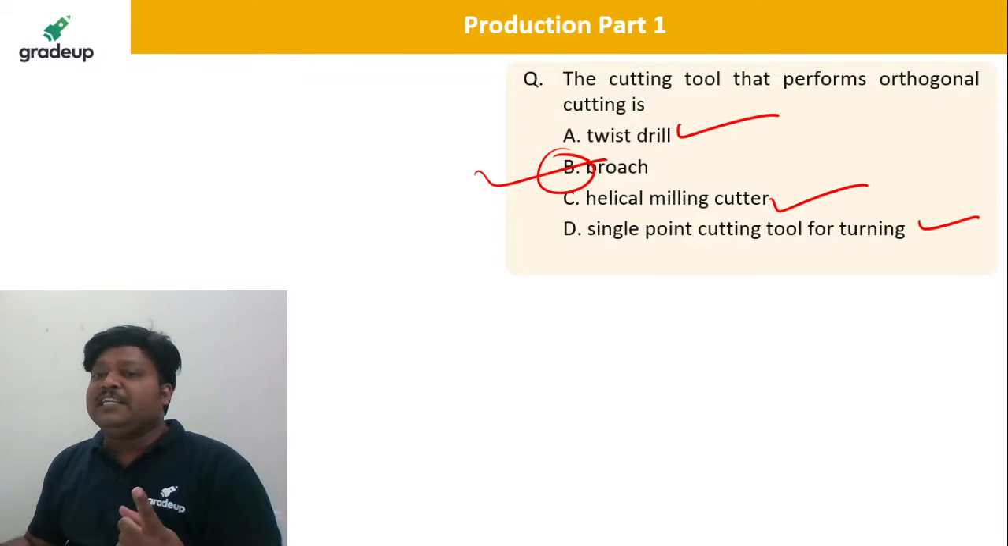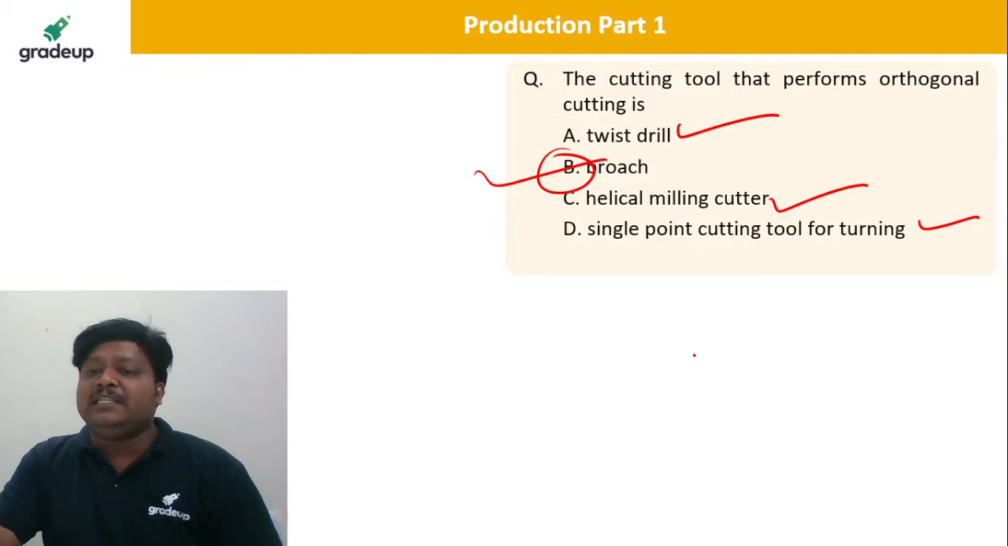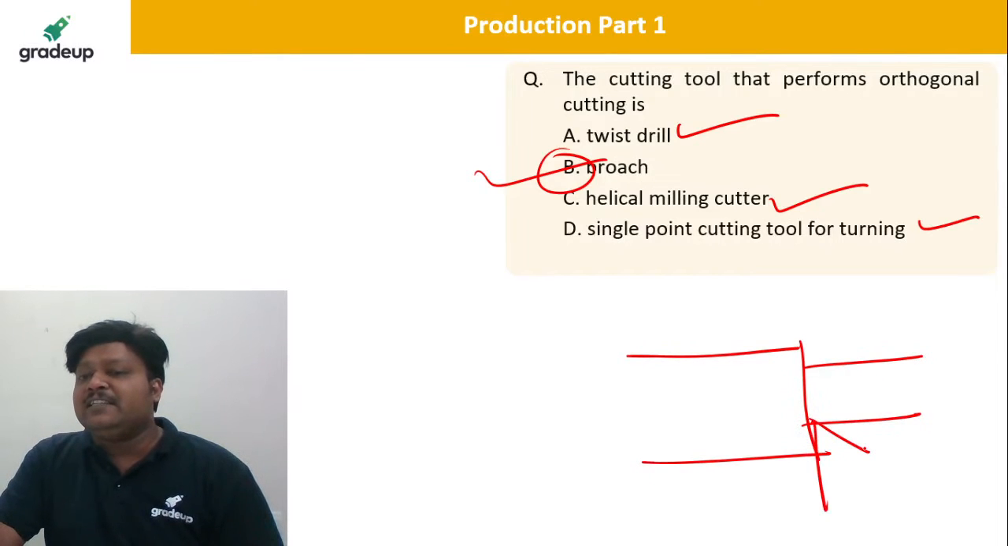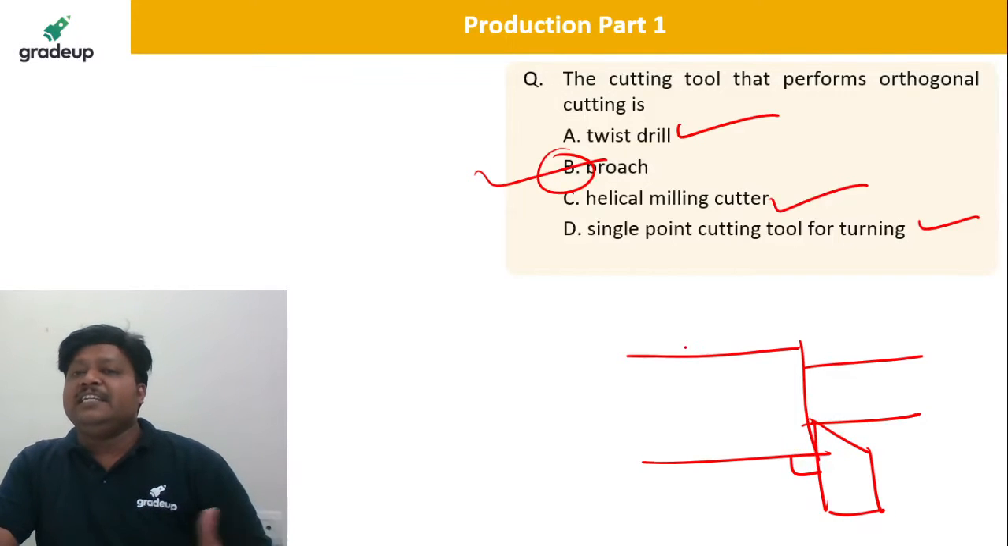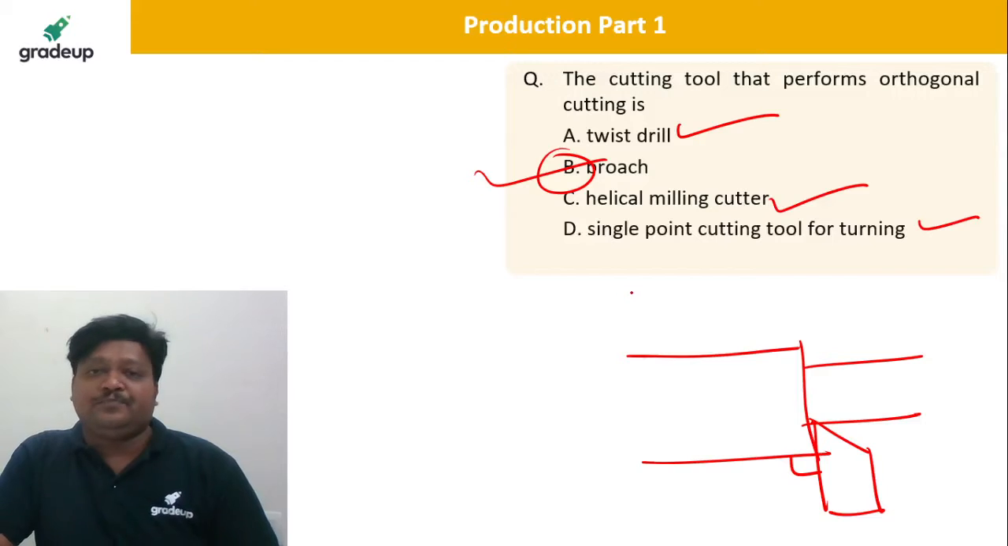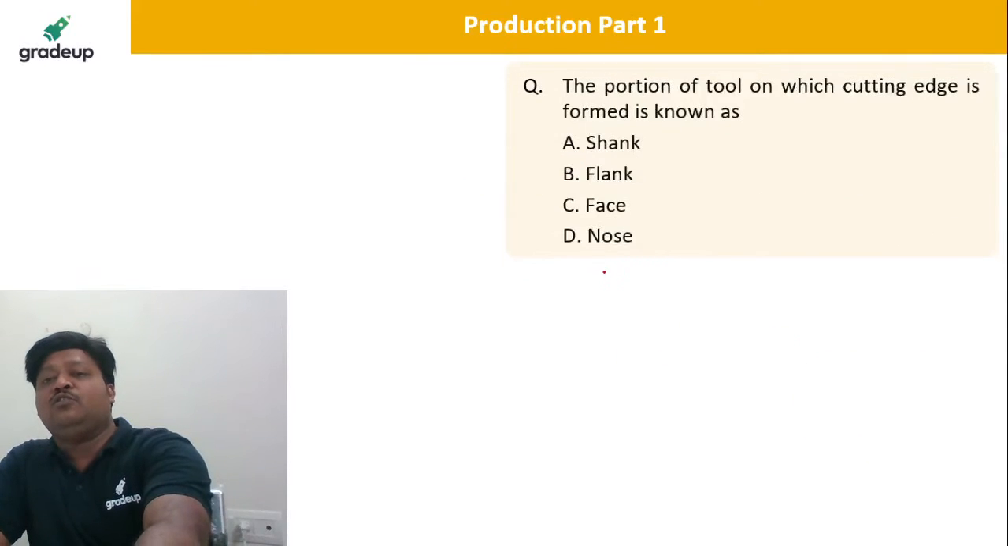So the single point cutting tool turning, this kind of cutting is there. That is simply like this. Knife cutting, so this is the only case of orthogonal. Otherwise, turning is also oblique. Please remember this: broaching is always orthogonal.